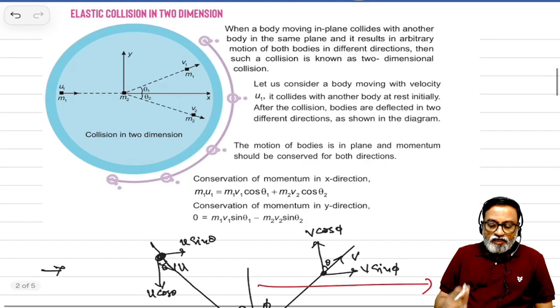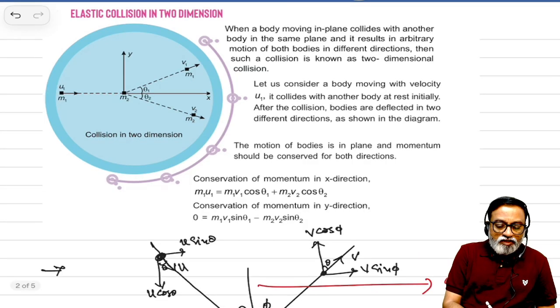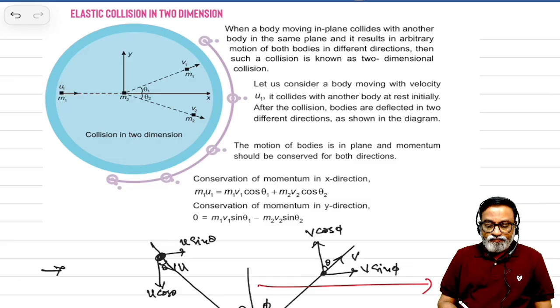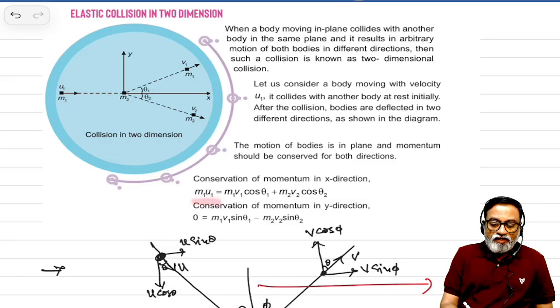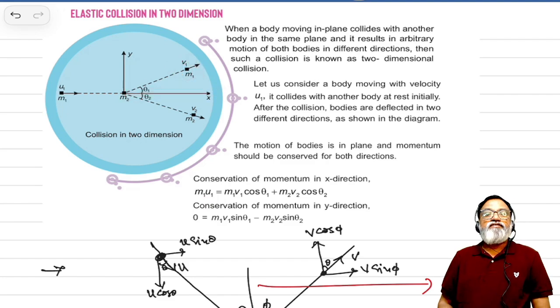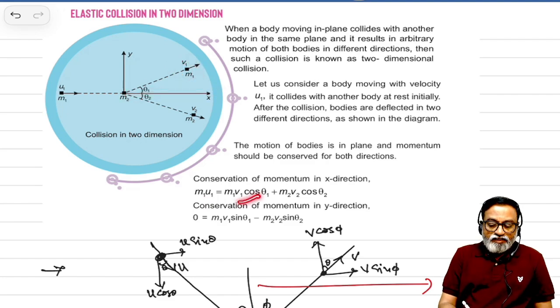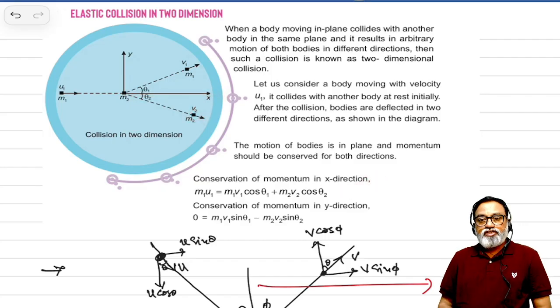See here, initially along the x direction, momentum is m1 u1. After that, m1 v1 is resolved in this direction as m1 v1 cos theta 1, and this one also m2 v2 cos theta 2. This is along the x direction.